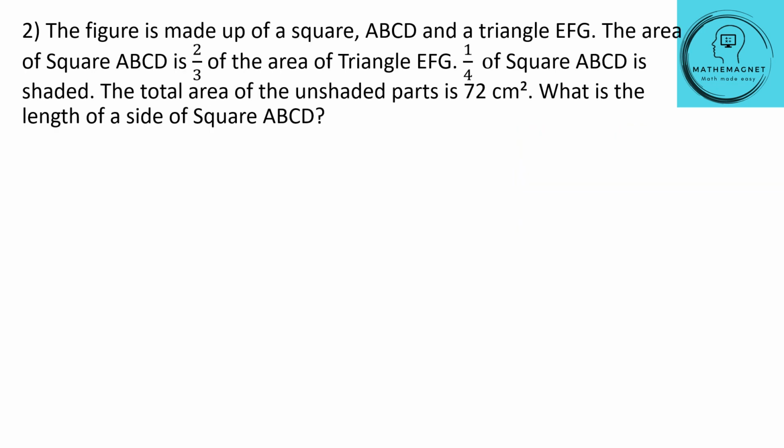Question number 2. The figure is made up of a square ABCD and a triangle EFG. The area of square ABCD is 2/3 of the area of triangle EFG. 1/4 of square ABCD is shaded. The total area of unshaded parts is 72 centimeter square. What is the length of a side of square ABCD?